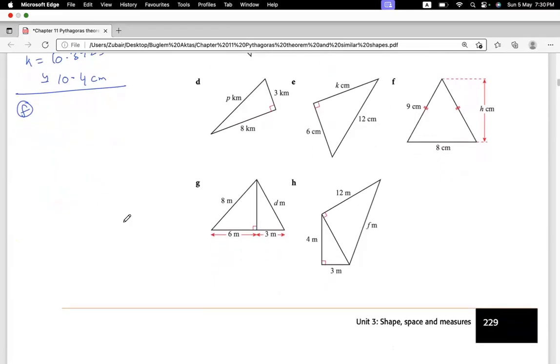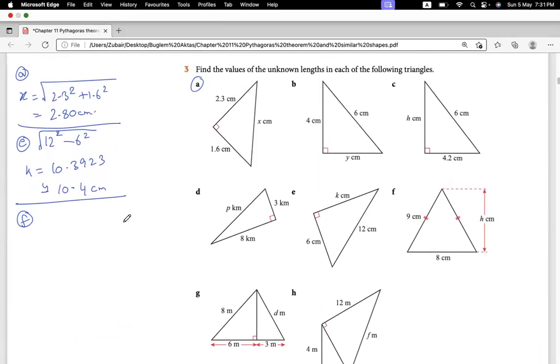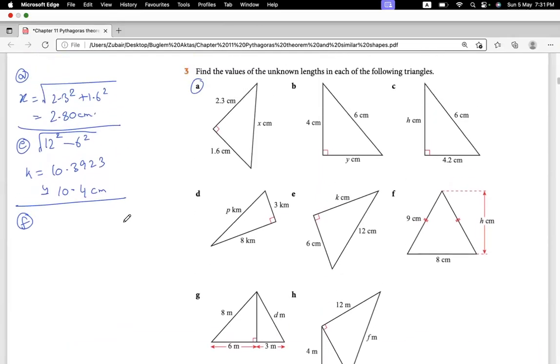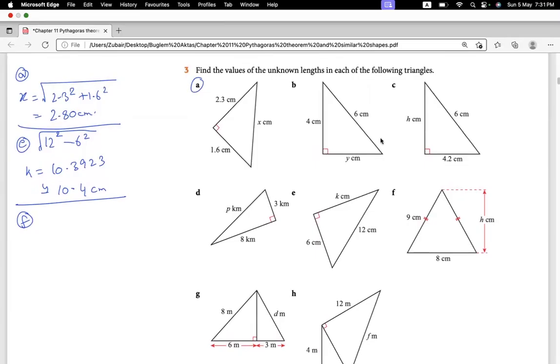We'll just find the base. I mean, the top of it, the drawn on line. We are given that they are the same. This is isosceles. This is 9, 9, and 8. And I need to find the height.